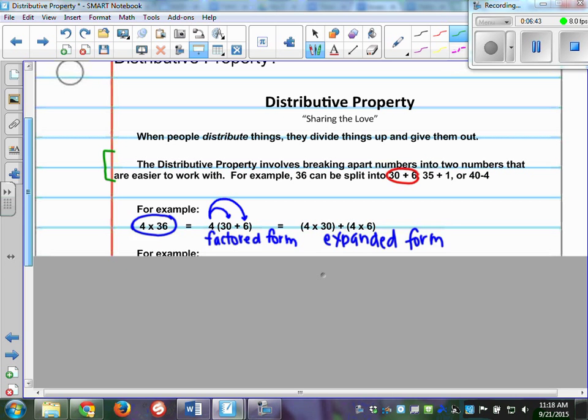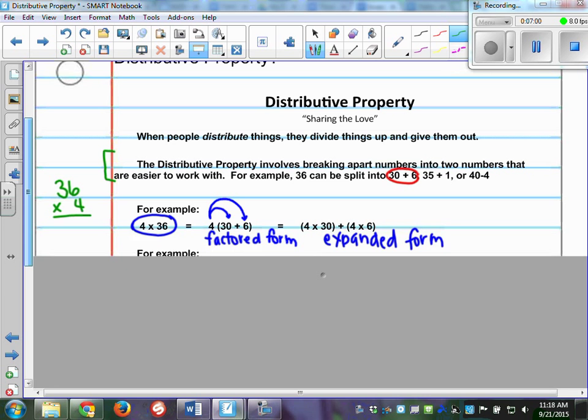Now, are you guys interested in making sure that they're all equivalent? I know that you trust me, but should we just double check? Yeah. Okay, so let's do this. I'm going to start with 4 times 36, and I'm just going to do this using a stacking strategy.